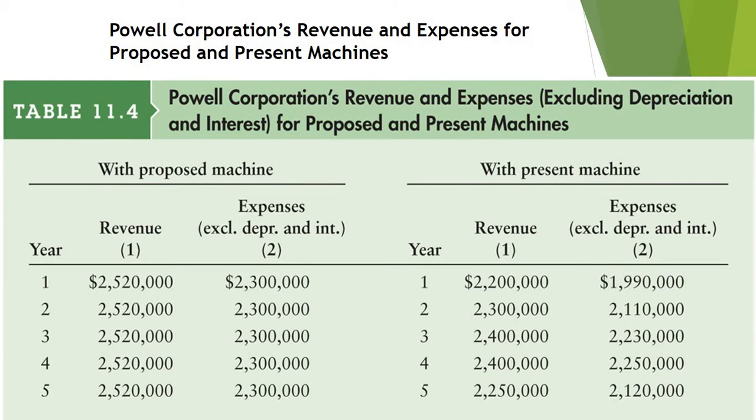Now let's look at the Powell Corporation's revenues and expenses. Expenses here exclude depreciation and interest for a proposed and present machine. The first three columns are for the proposed machine. Here are the revenues for the 5 years and expenses for the next 5 years. The present machine, or old machine, will also generate revenues over the next 5 years, and it has expenses excluding depreciation and interest over the next 5 years.